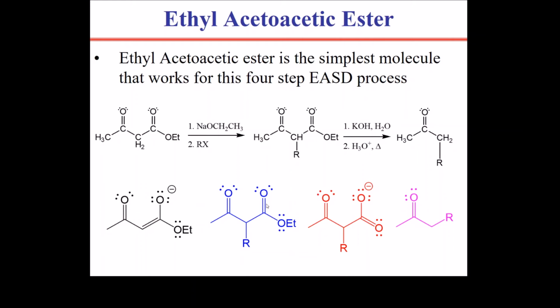Here's the enolate, the alkylated version, the saponified version, and the decarboxylated version. This right here represents about the simplest possible molecule that you could push through this process. And so the specific name of this compound is ethyl acetoacetic ester, and they often use this as an example, the ethyl acetoacetic ester synthesis, to illustrate these four steps that we've been talking about today.